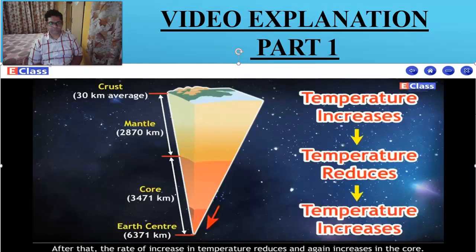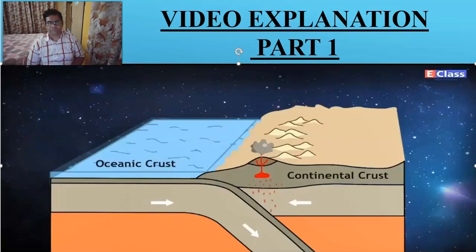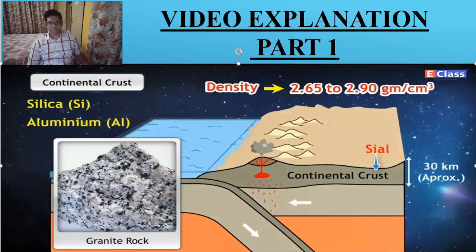The crust is the thinnest of all the layers when compared to the mantle and the core. It can be divided into 2 sublayers. Continental crust. The continents are mainly composed of silica, Si, and aluminium, Al. Because of their high proportion in this layer, the layer was earlier known as Sial. The density of continental crust is 2.65 to 2.90 gram per centimeter cube.